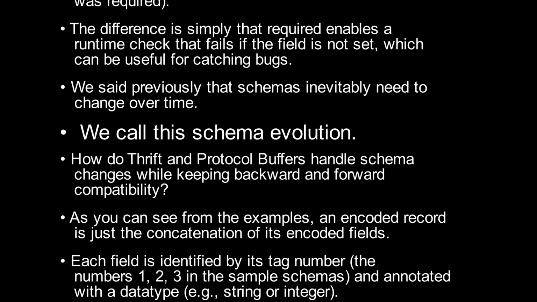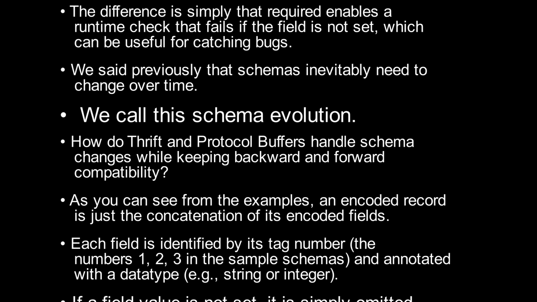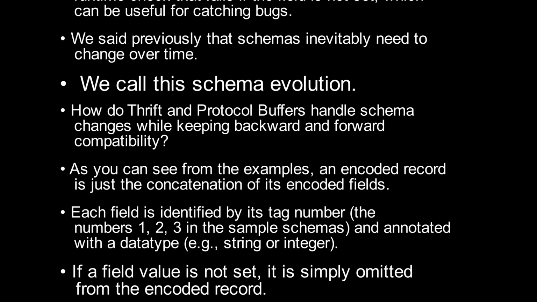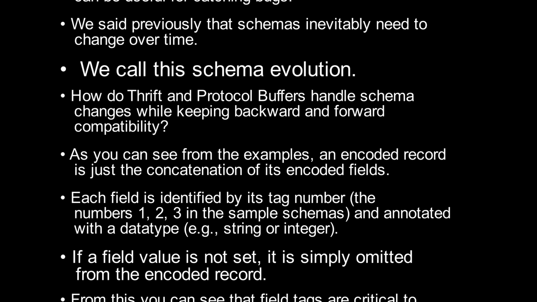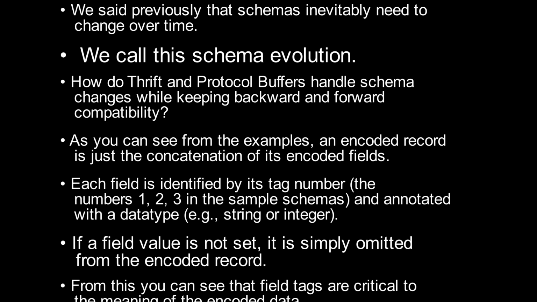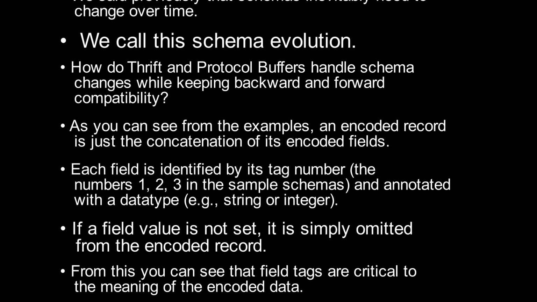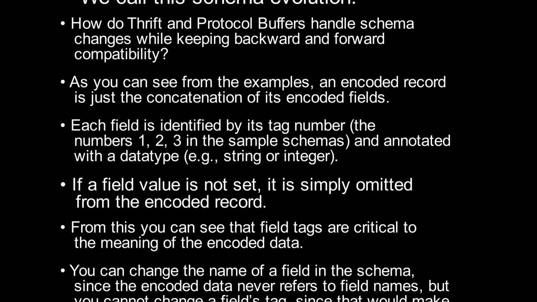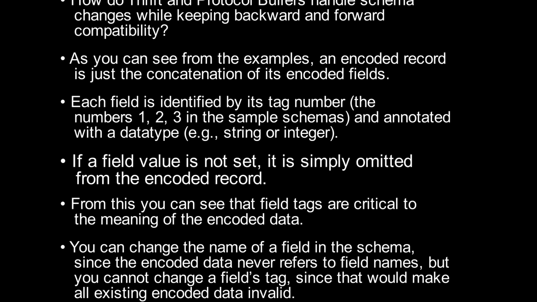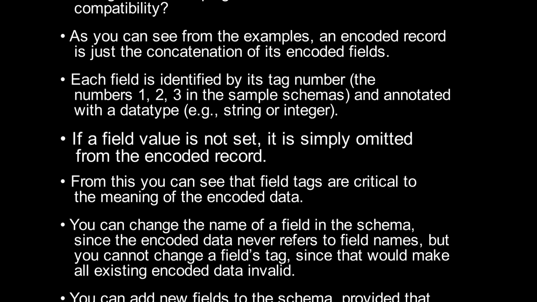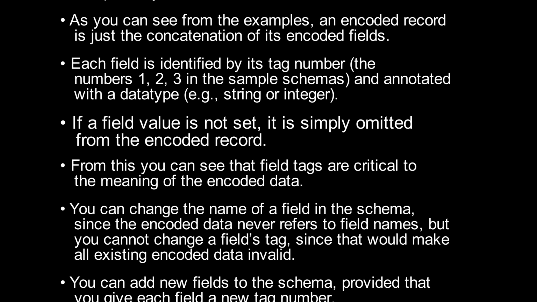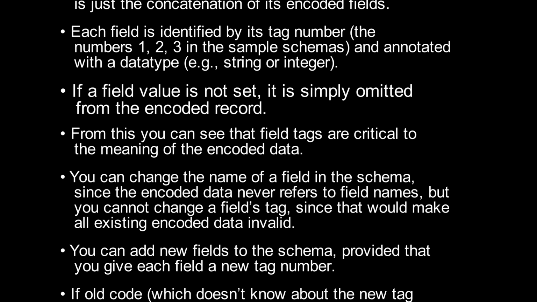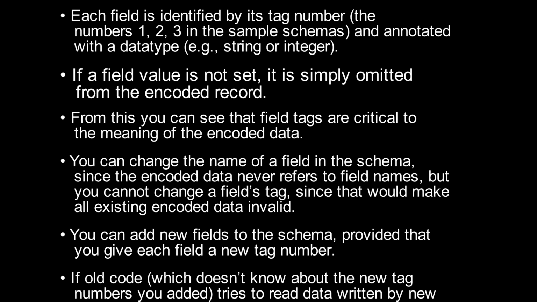As you can see from the examples, an encoded record is just the concatenation of its encoded fields. Each field is identified by its tag number, the numbers 1, 2, 3 in the sample schemas, and annotated with a data type, for example string or integer. If a field value is not set, it is simply omitted from the encoded record. From this you can see that field tags are critical to the meaning of the encoded data. You can change the name of a field in the schema, since the encoded data never refers to field names, but you cannot change a field's tag, since that would make all existing encoded data invalid.